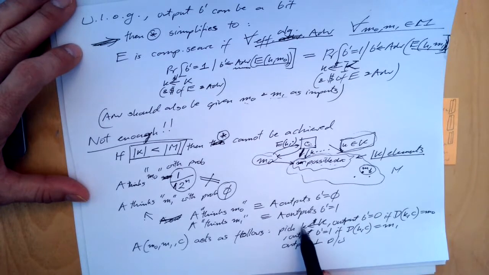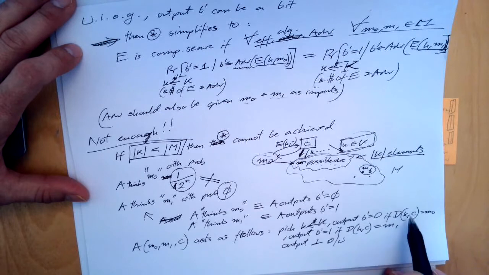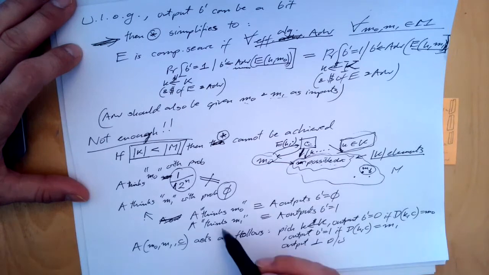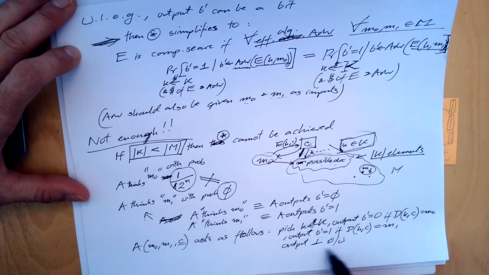So he picks a random key, and if that key happens to decrypt the ciphertext he gets as M0, then he outputs 0, meaning he thinks M0 is encrypted in C. If it happens that this random key decrypts C as M1, he outputs 1, meaning he thinks that M1 is encrypted in C. And if he's not lucky, then he outputs nothing.